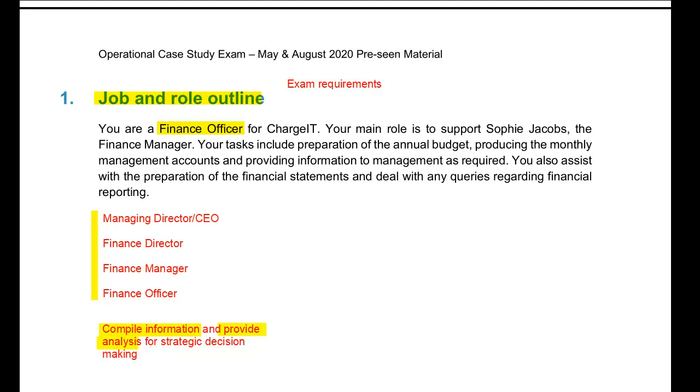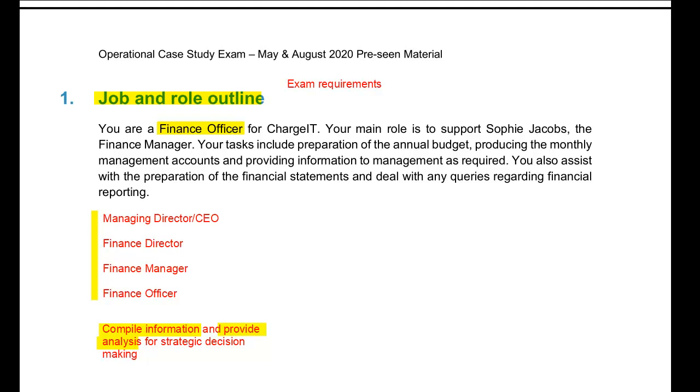Okay, so in the actual exam itself, you'll be presented with a range of real-life scenarios. And what you're going to have to do is firstly demonstrate your accounting knowledge that's relevant to the particular scenario. But then secondly and crucially, you're going to have to apply this knowledge in a more practical sense as if you were a real-life employee.